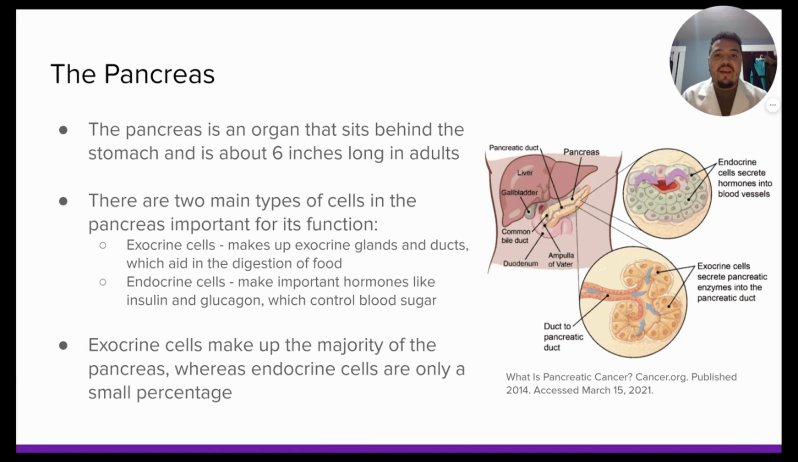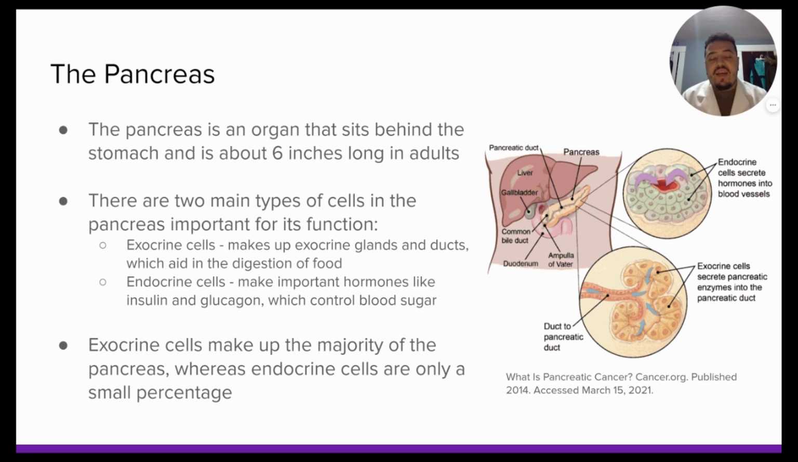Before we discuss pancreatic cancer, it is important to discuss the pancreas and its role and function in the body. The pancreas is an organ that sits behind the stomach and is about 6 inches long in adults. If you look at the diagram to the right, you can see the pancreas's location relative to other organs in our body, including the liver, gallbladder, and the intestine.